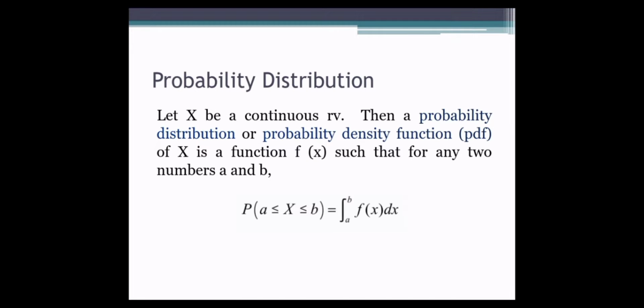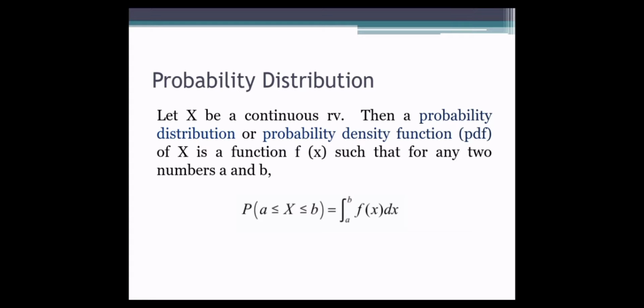Next is probability distribution. Let x be a continuous random variable, then a probability distribution or probability density function, or PDF, of x is a function f of x such that for any two numbers a and b. So it is a list of the possible outcomes of a random variable along with the corresponding probability values. For example, a random variable outcome is flipping a coin, where the outcome is either tao or ibon, or something like that.